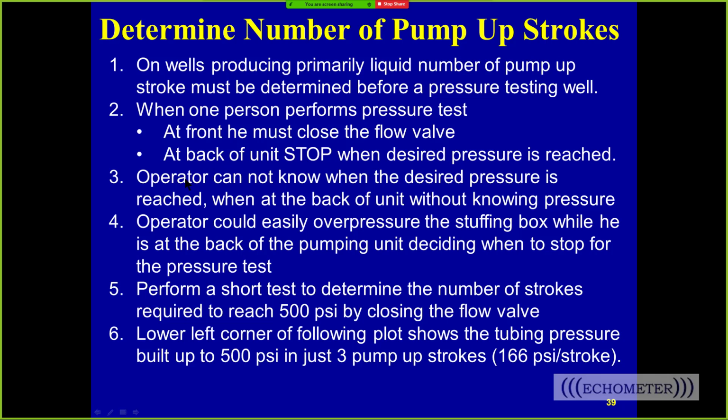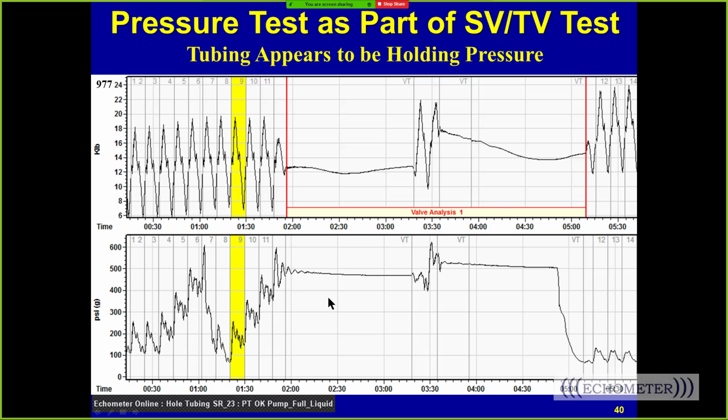But if there's only one person, you can't be at the front and the back at the same time and not know what the pressure is. And it'd be easy to overpressure the stuffing box while he's at the back of the pumping unit deciding when it's time to stop. So what we found is we have to do a short test prior to shutting the well in and determine the number of strokes required to reach the desired pressure, and we call those the pump up strokes. So in this well, it just takes about 3 strokes, since the tubing is full of liquid, and you get about 166 psi per stroke.